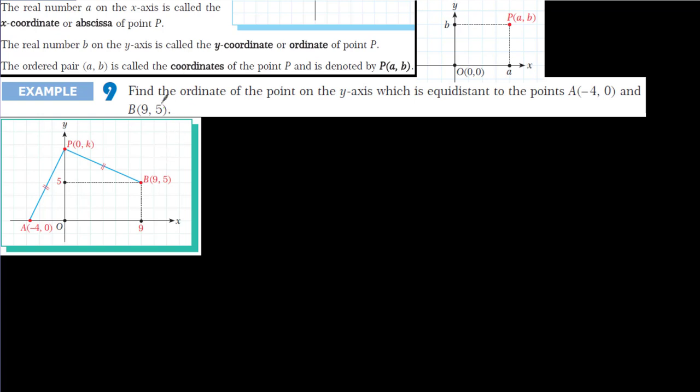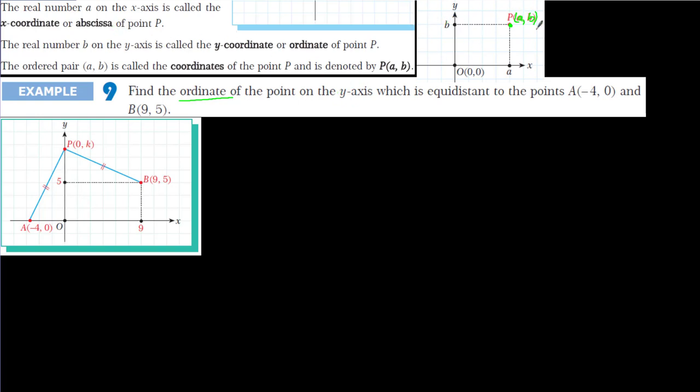Okay, here we have the third question, but before that I need to make this explanation here. Find the ordinate, it says. In the coordinate plane, the coordinates a and b have 2 points on the coordinate plane, which is a on the x-axis, b is on the y-axis. You know this one from the coordinate plane.